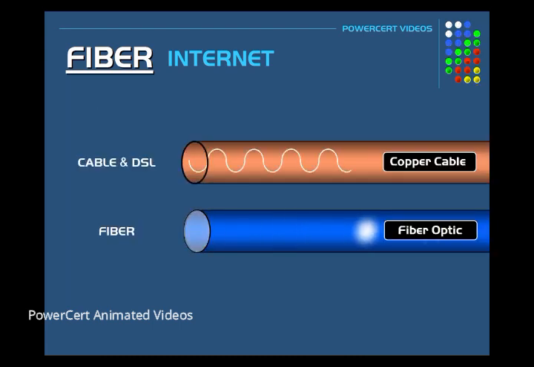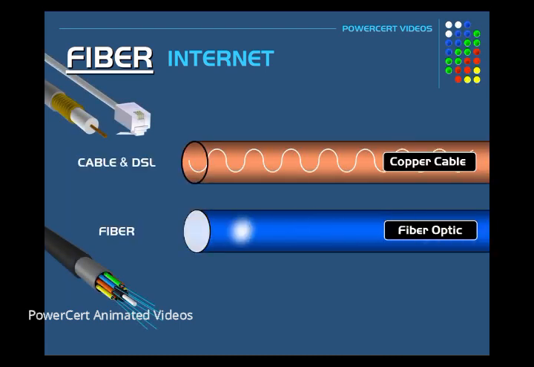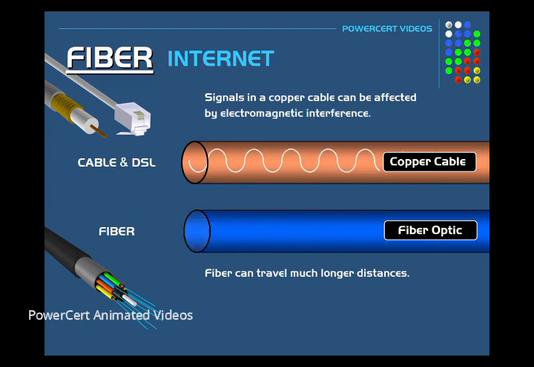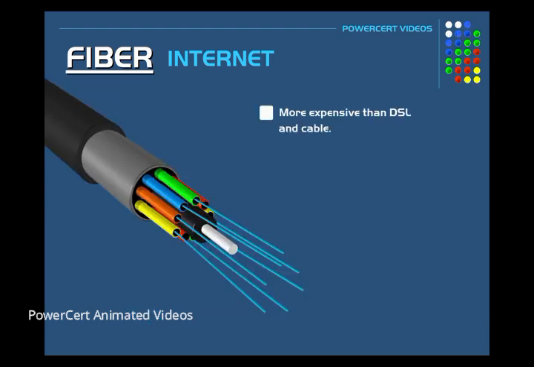And in addition to the benefit of the faster speed, fiber can also travel much longer distances than DSL or cable. And this is because DSL and cable transmit data using electricity over copper cable. And signals in a copper cable can be affected by electromagnetic interference as it travels, which can weaken the signal, especially over a long distance. But fiber uses light to transmit its data, and it transmits it over a thin glass cable, which makes it less vulnerable to interference. So as you might have guessed, fiber is more expensive than DSL or cable.